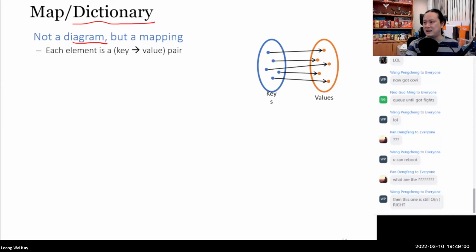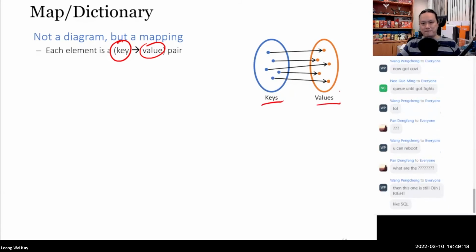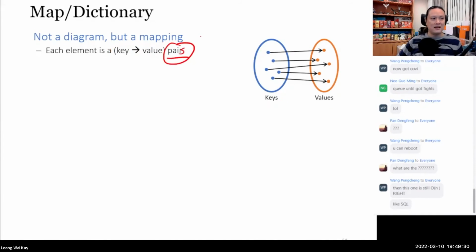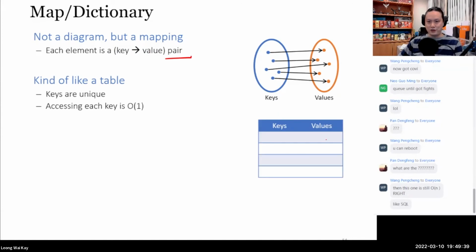Let me just make this a bit bigger. Okay, like that. So a map, basically, is something that maps a key to a value. Basically, it's a bunch of key-value pairings, like SQL is some data storage. So you have some key and some value. So it's basically a collection of pairs. That's what a map or dictionary is. Kind of like a table. So you can view this like a table, keys and values. So this key will map to this value. This key will map to this value.